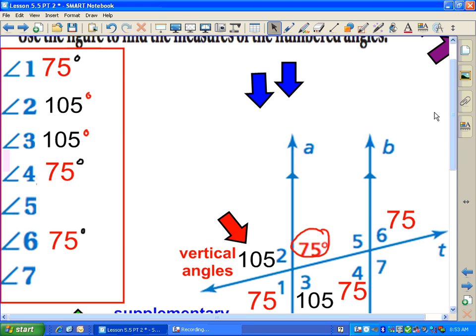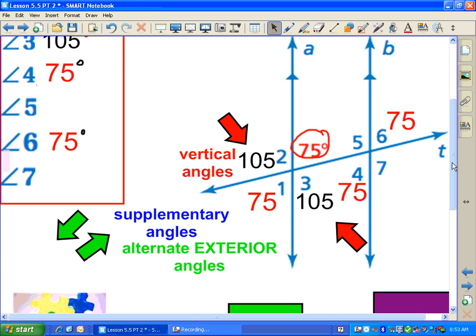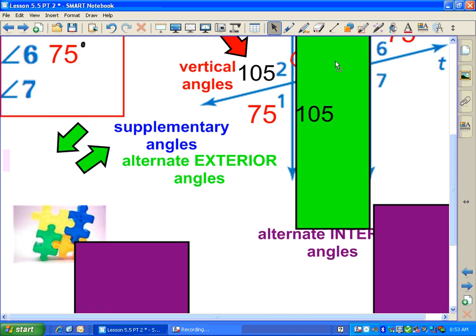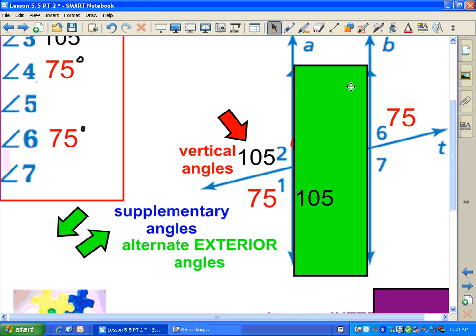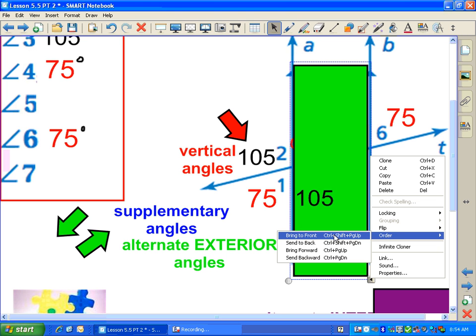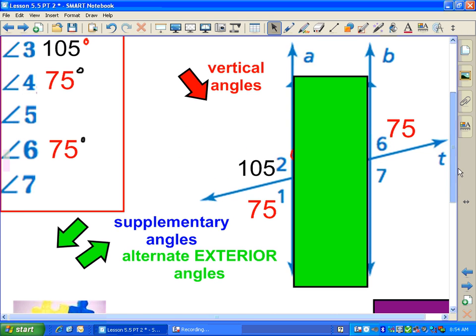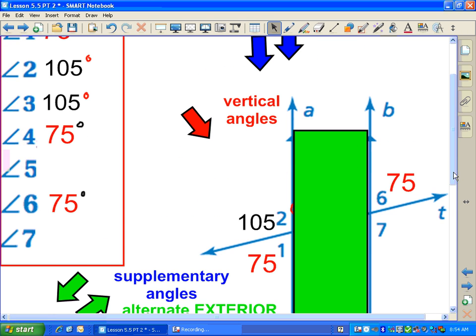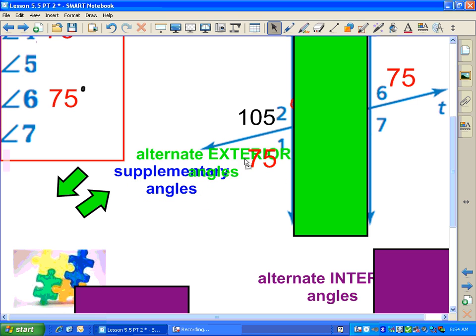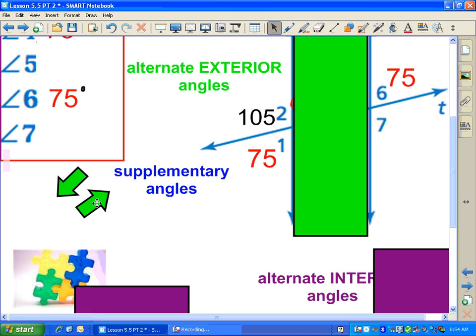All right, what else can we figure out here? We still got to get 5 and 7. So let's go back to what we talked about in our podcast earlier. Order, bring to front. All righty, let's see. I think that I can use one of the things we talked about in the podcast today, alternate exterior angles.